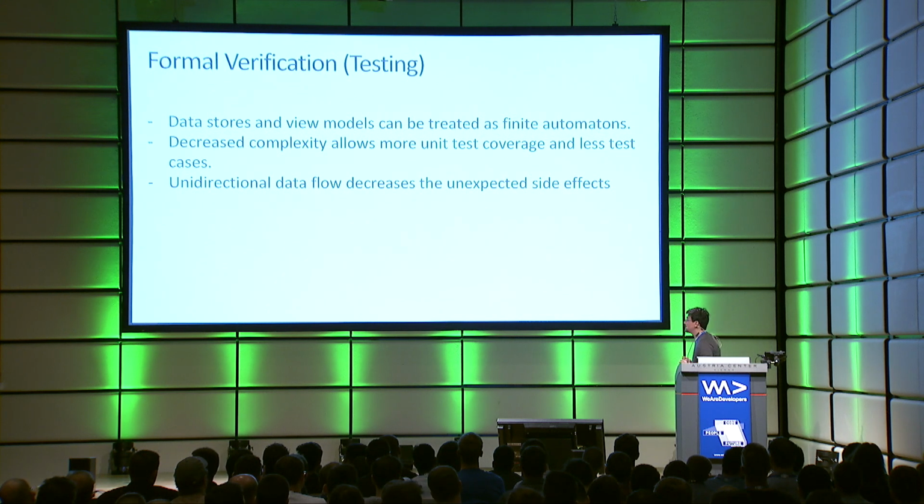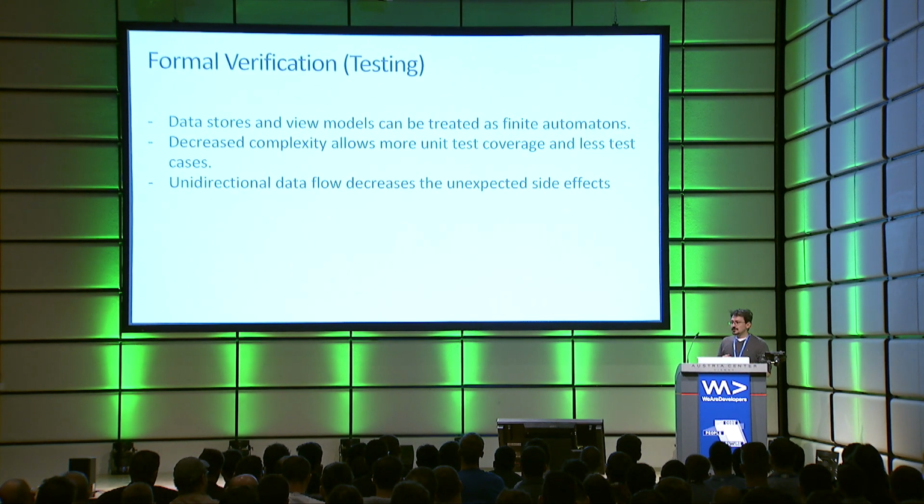And of course, unidirectional data flow obviously decreases the unexpected side effects. By unexpected side effects, I'm still referring to the first video that we saw. In other words, no matter how much you cover with unit test cases, if there is no referential transparency in your modules, you might get bugs that pop up only on edge cases, edge scenarios.